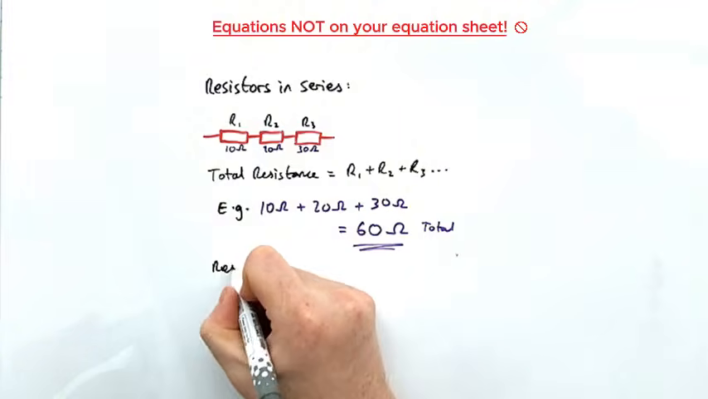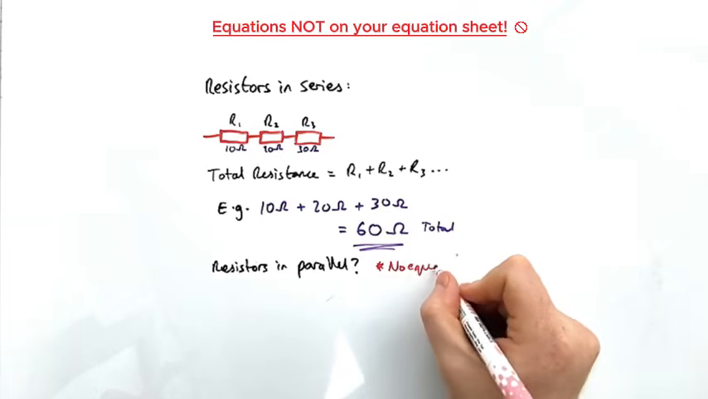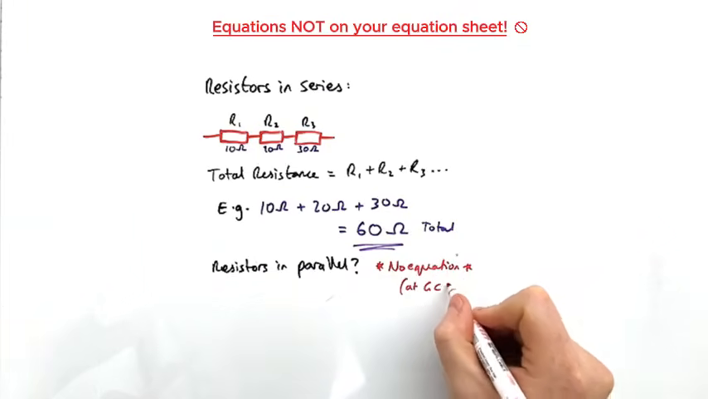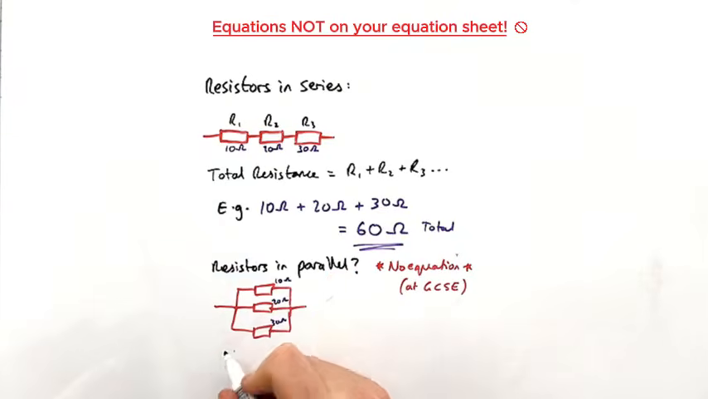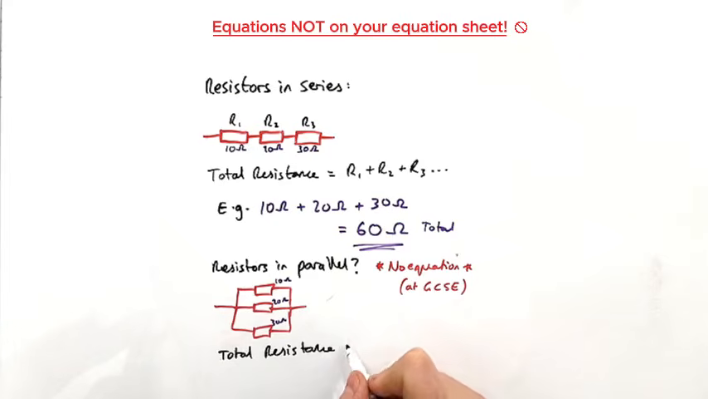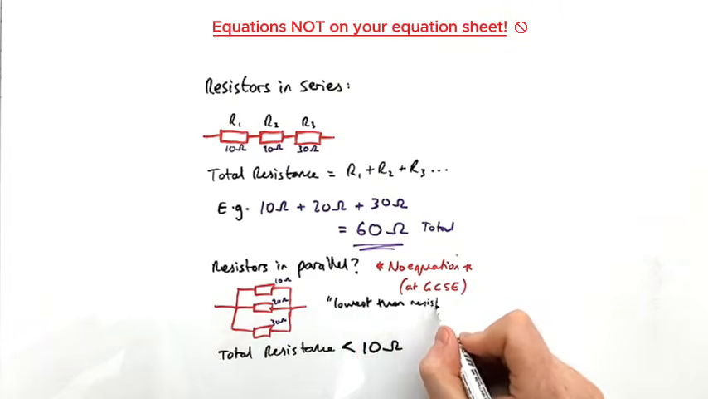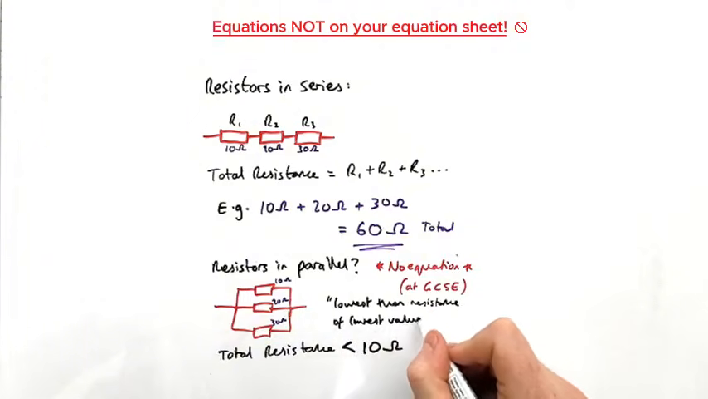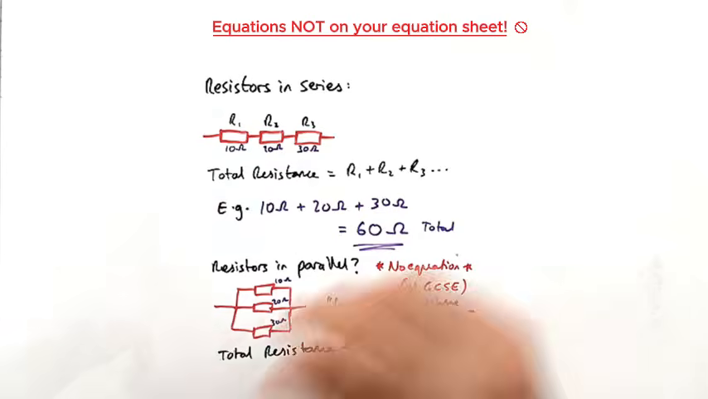Now, in parallel, resistors are added slightly differently. There is no equation you need to remember at GCSE, there is at A level, but you do need to know that the total resistance is lower than the resistance of the lowest value resistor. Let's say we had those 3 resistors from earlier, the total resistance has to be less than 10 ohms. That's because you're adding more branches for the current to flow down, so you're actually increasing the current. It's like more lanes on a motorway, you're increasing the traffic. So the resistance, as you add more resistors in parallel, is actually decreasing, and in this case, it'd be below 10 ohms because 10 ohms is the lowest one we've got there.